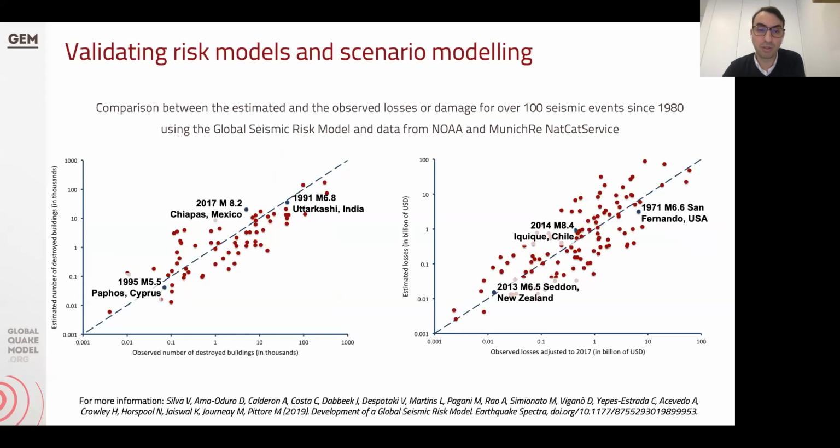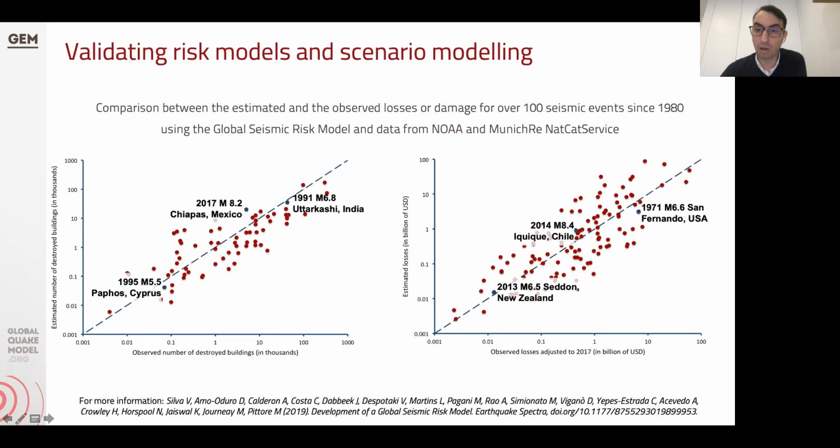And then we tried to understand, is our model actually predicting well the losses in the past or not. These are some results in terms of the estimated damaged buildings or also estimated losses. You might think that this is actually giving you a good trend, a good result, but not so much. Remember that these plots are in the log scale.